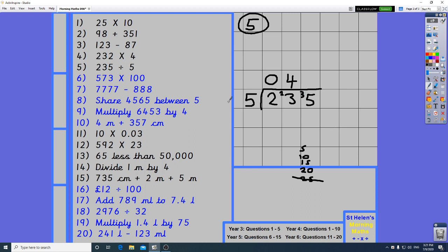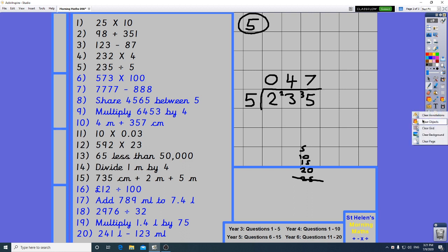And then you say, how many 5s fit into 35? Well, this will go nicely if we sing it. We can sing our 5s up to 35, and our fingers will tell us how many there were. 5, 10, 15, 20, 25, 30, 35. My fingers are telling me it's 7. So 235 shared between 5, or divided by 5, makes 47.